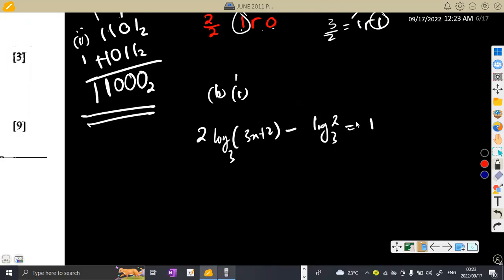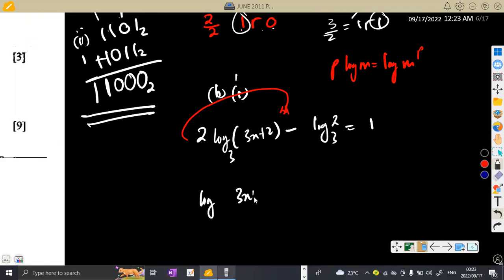Remember, guys, your laws are here. We're going to apply the law of P log M, which is log M to the power of P. We raise the number that is multiplying the log to be the power of the logarithm. That means we can rewrite this as the logarithm of 3x plus 2 to the power of 2 in base 3, minus log 2 in base of 3, which is equal to 1. The major issue is for us to have the same bases, and we have the same base, which is base of 3.